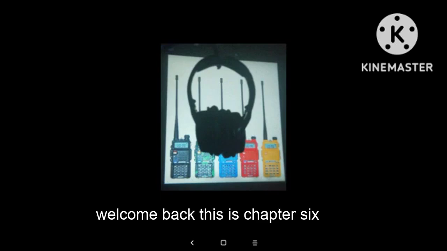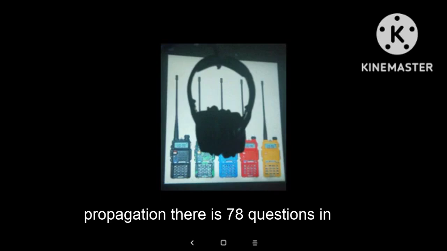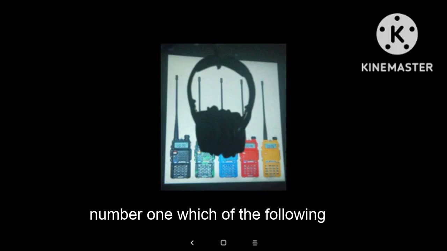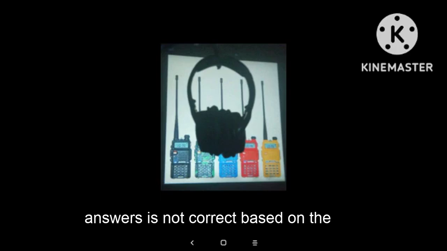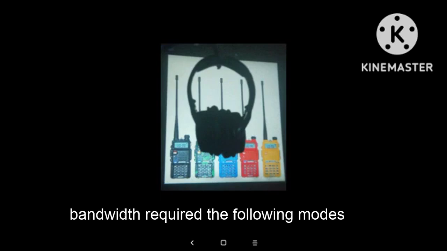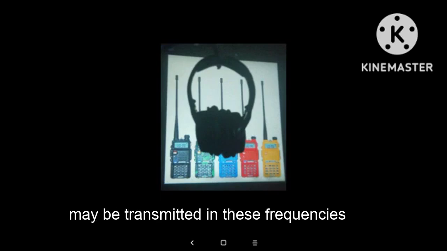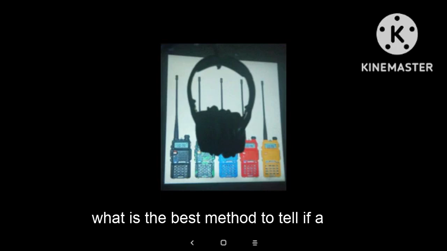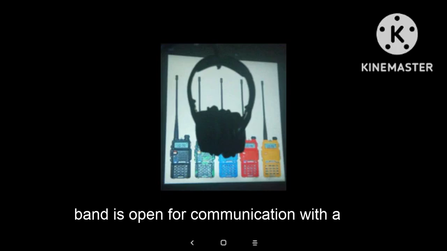Welcome back. This is Chapter 6, Propagation. There are 78 questions in this chapter, guys. Number 1. Which of the following answers is not correct? Based on the bandwidth required, the following modes may be transmitted in these frequencies. Single sideband.